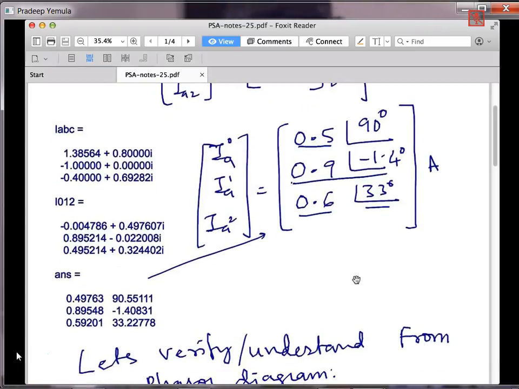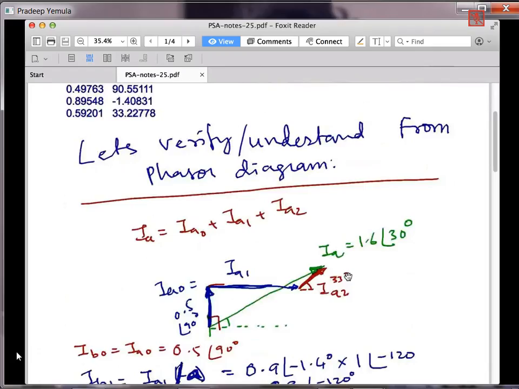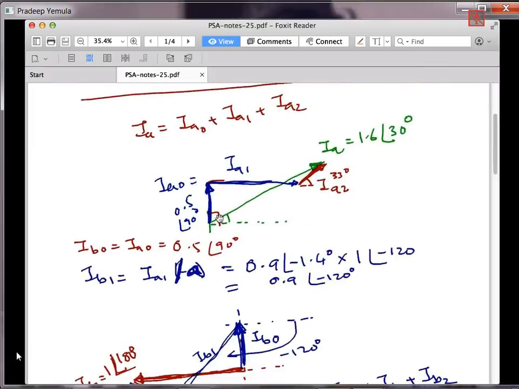Now how to verify? The zero sequence component is 0.5 at 90 degrees, so I draw that vector here. Then the positive sequence component, IA1, I think is 0.9 at minus 1.4 degrees. And then finally the third component is IA2. If I add these three, I get the total IA, which is nothing but 1.6 at angle 30 degrees. Of course, this drawing is not to scale, but if you draw it with exact scale, you will notice that mathematically it matches.